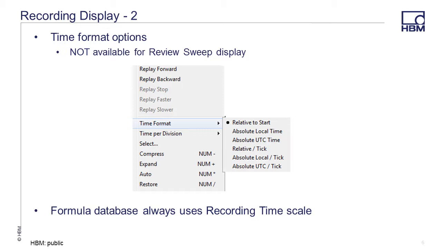Since the recording display has a standard time axis, you can adjust the time format used in the display. Hold your mouse over the time axis of the display and right-click to open the context menu shown here. By selecting Time Format, you see several options. Relative to start is the default selection, but you can also display absolute time in either local time or UTC time. Local time uses the clock settings of the PC running Perception. UTC time converts local time to Coordinated Universal Time.